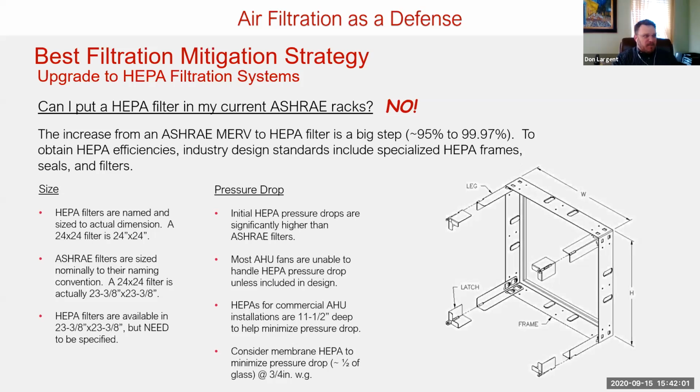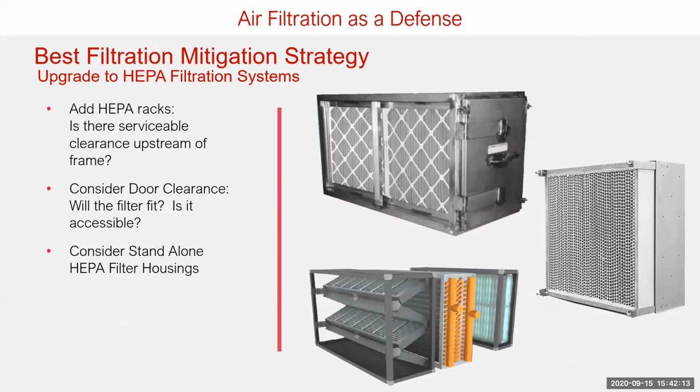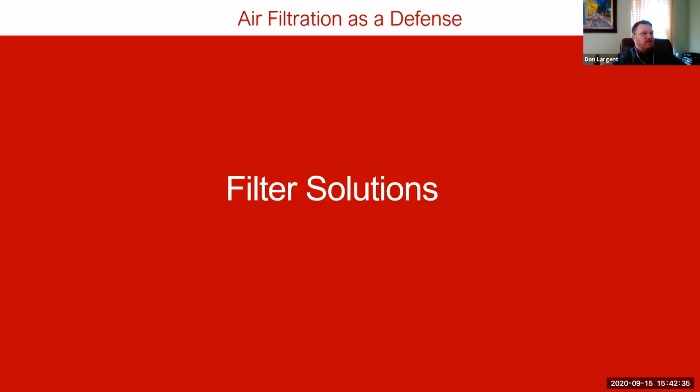In most general HVAC applications, a 24 by 24 is a nominal size, but you would have to specify a 23 and 3/8 by 23 and 3/8 HEPA to make sure it fits in the hole. Again, just like the MERV filters, there are multiple housing and frame solutions. We can put frames in an existing air handler if there's room, but you could also consider standalone HEPA housings as well. And again, those can be configured based on your system requirements.